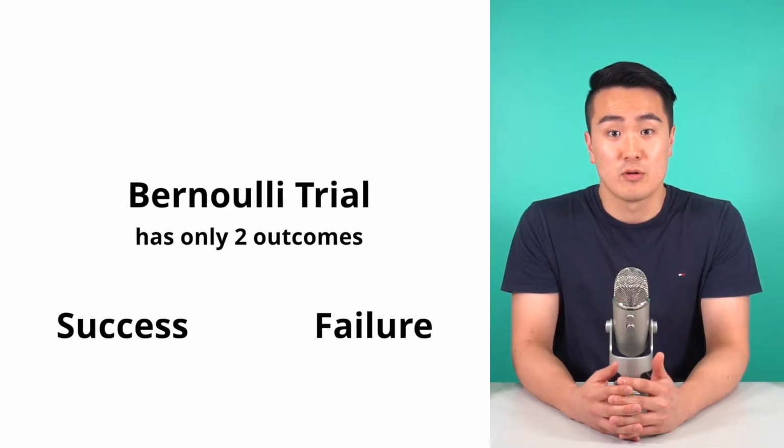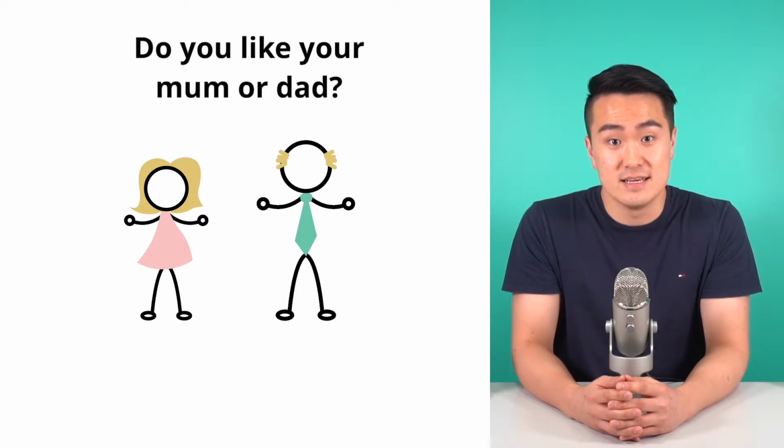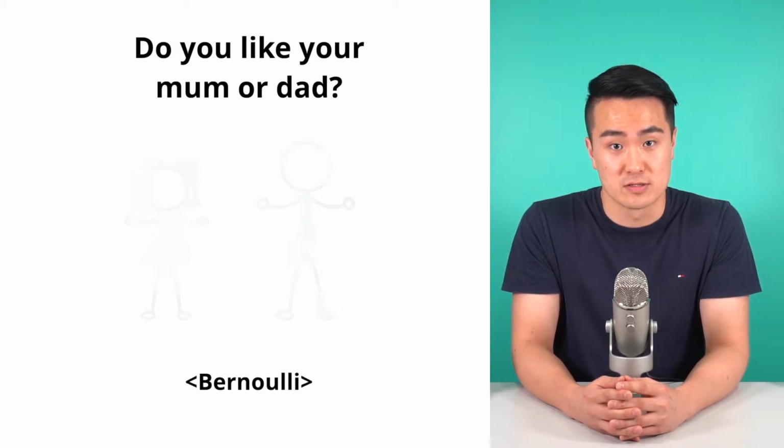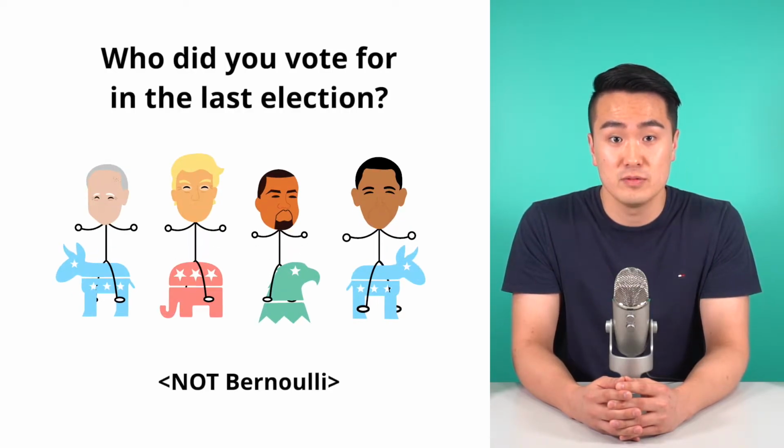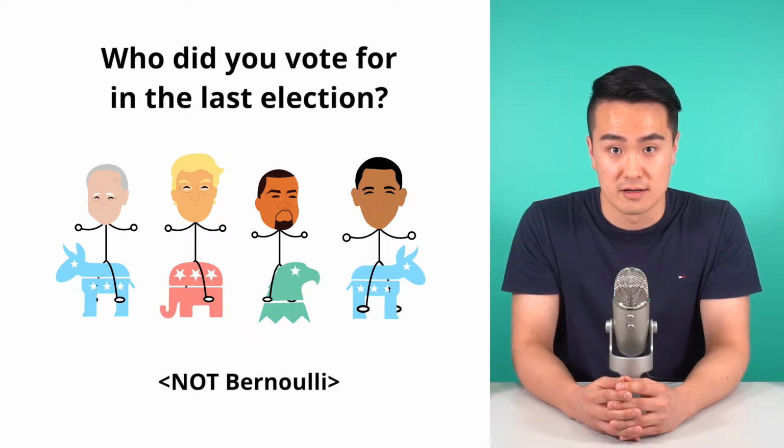For example, the question, do you like your mum or dad, is Bernoulli because there are 2 possible outcomes. However, the question, who did you vote for in the last election, is not a Bernoulli random variable as there are more than 2 possible outcomes.